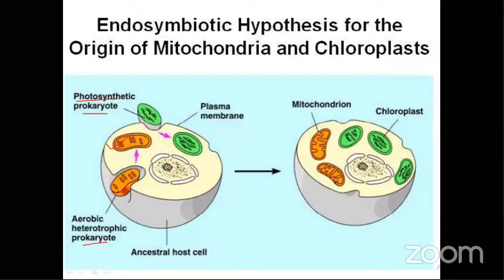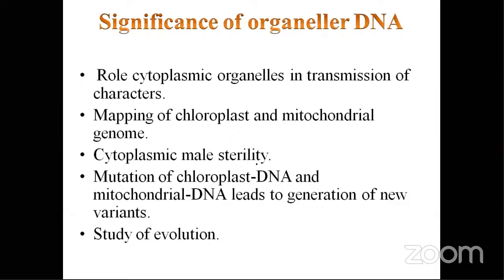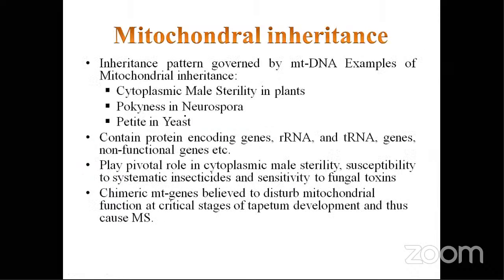The DNA of mitochondria and chloroplast are similar to your prokaryotic nature, like prokaryotic bacteria or whatever it is. Then the significance is their role in the transmission of a character, but leave it, all these things are not that important. Cytoplasmic male sterility has importance, you need to remember organelle DNA, that is your mitochondria. Then these three examples I already told you, cytoplasmic instability, poky in Neurospora, and petite in yeast, these three things are governed by mitochondrial inheritance. That you need to remember.